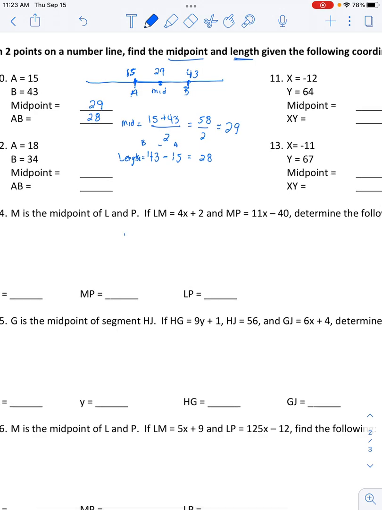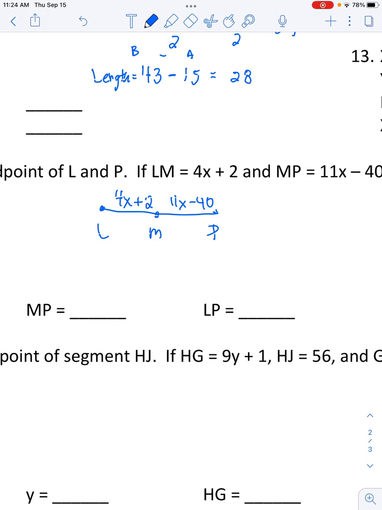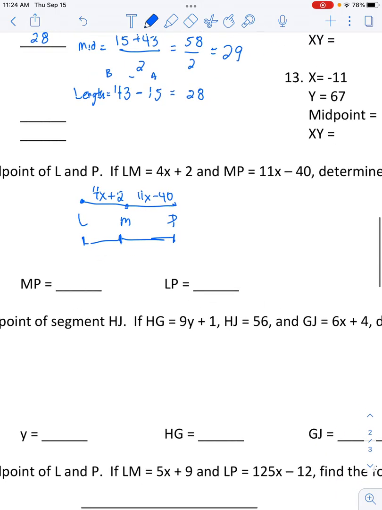Here we have LP as my line segment, and we're going to have a midpoint somewhere in the middle. It says that LM, we'll call M the midpoint, is 4x plus 2, and MP is 11x minus 40. Now, what we know about the midpoint, again, is that it is the exact middle. That means the length from L to M, this bit right here, must be the same length from M to P. Therefore, whatever LM is and whatever MP is, they must be equal.